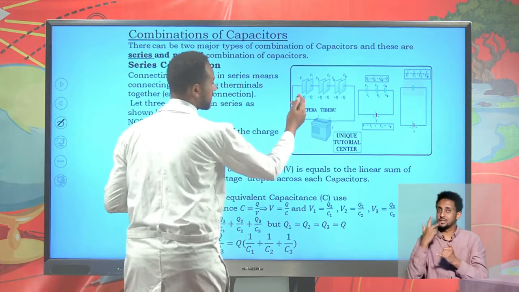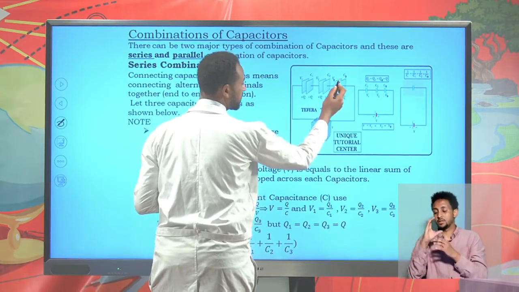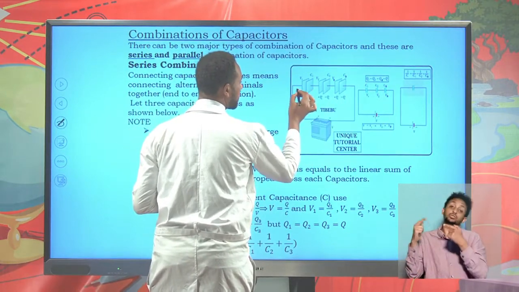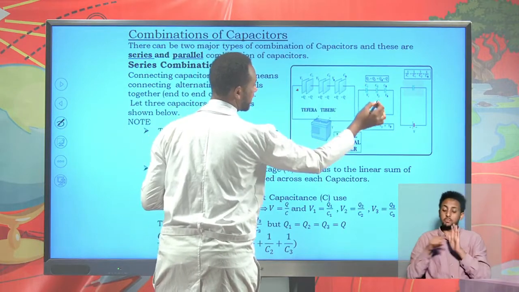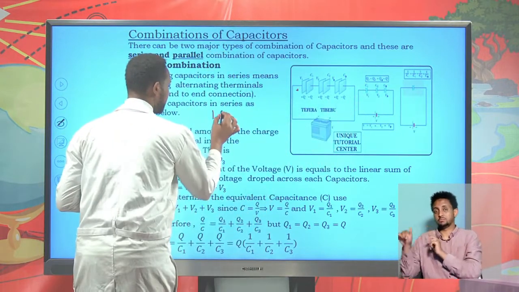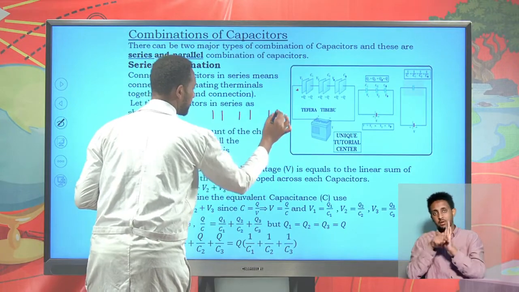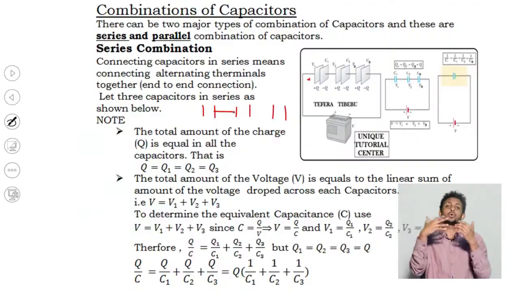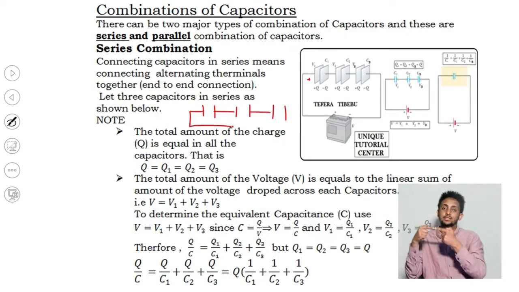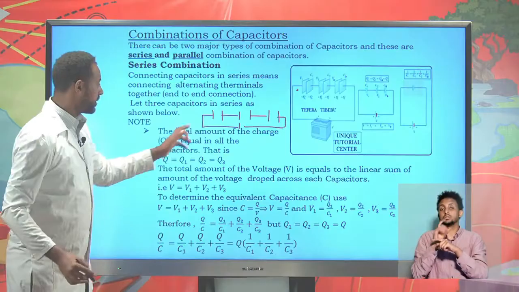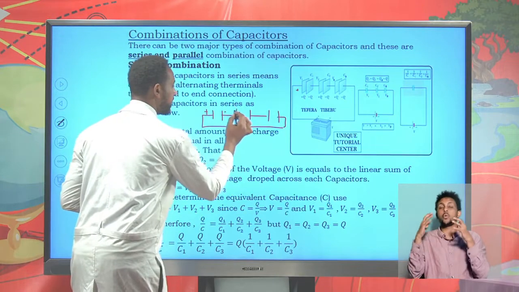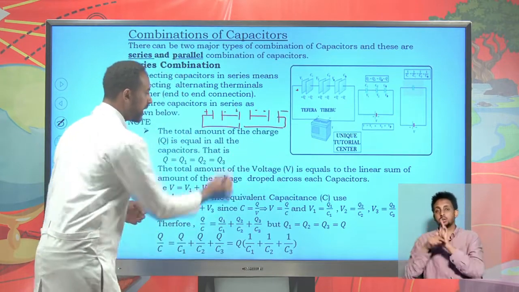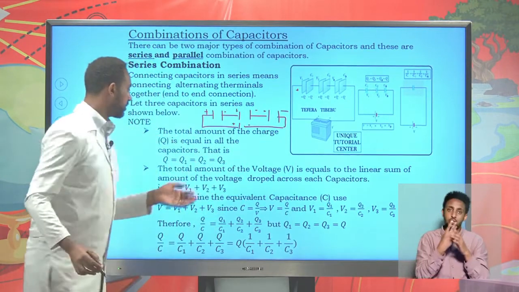If you have 3 capacitors like here, C1, C2 and C3, you have to connect each capacitor plus to minus and so on. Okay, plus, minus, like this. You have to connect all those capacitors alternately. End-to-end connection is known as a series combination. Plus, minus, the source plus and the source minus.